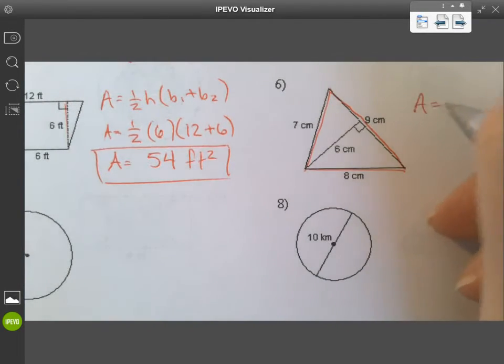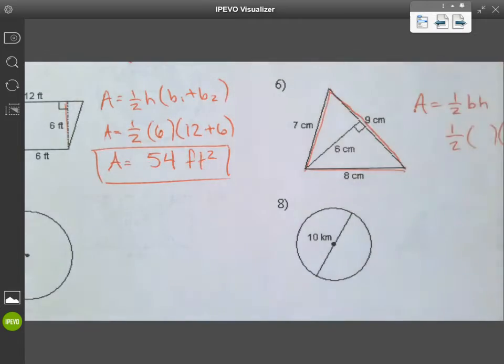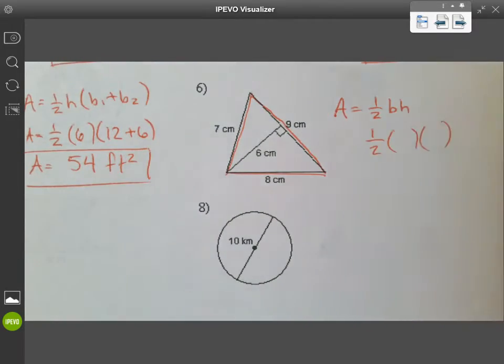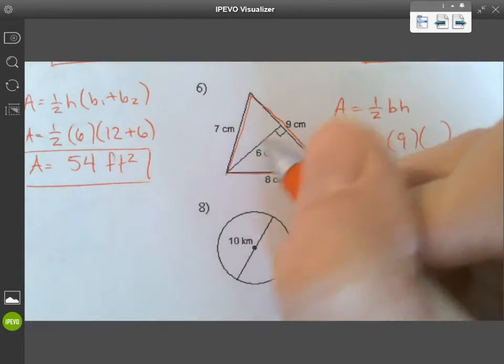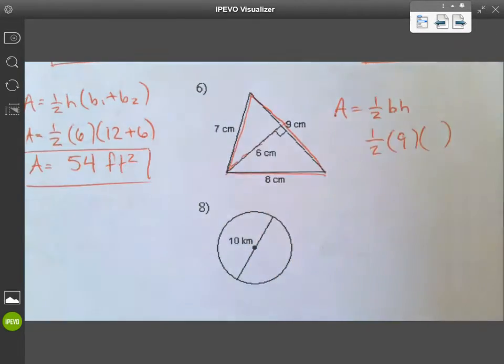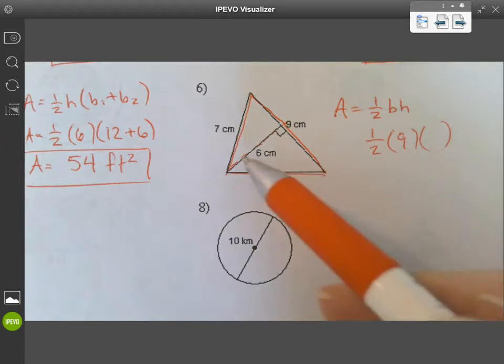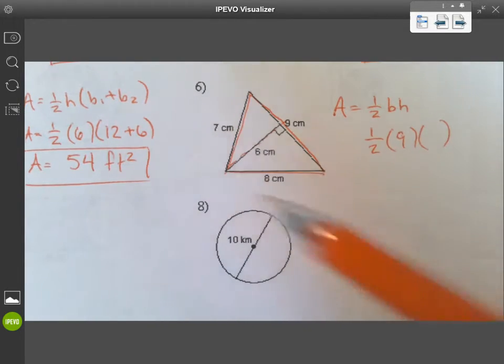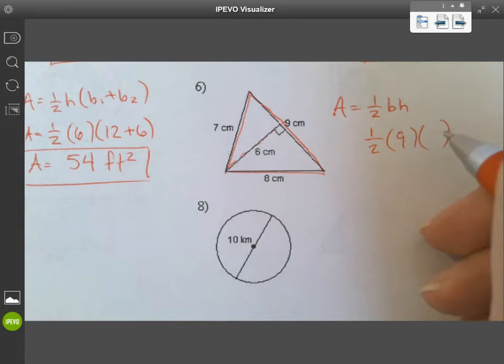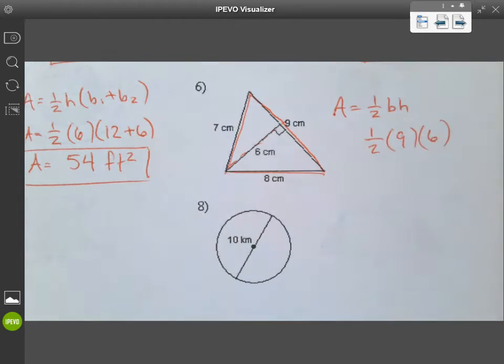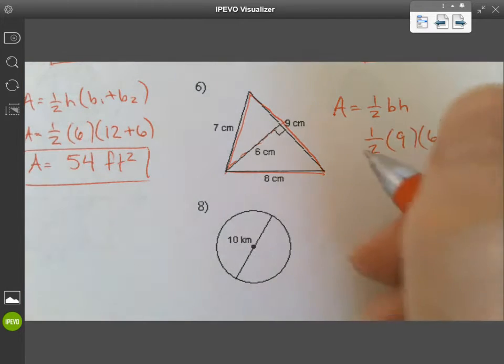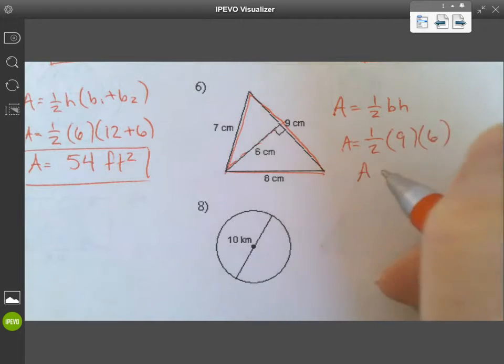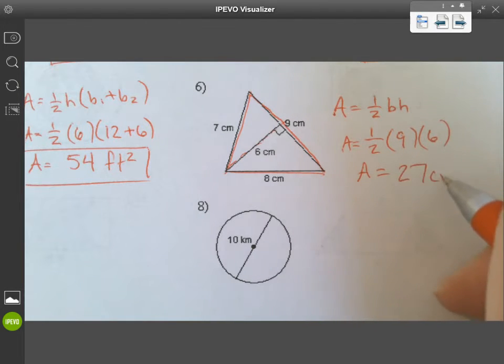So area is 1/2 base times height. So what's the base of this triangle? Because everything's labeled. What's the base? The base is 9, and I know that's the base because it's with the 90-degree altitude. So if I had an altitude from here to here, then you would say 7 was the base. All right, so 9 times the height, which is 6. All right, so what do we get for my area? It is 27 centimeters squared.